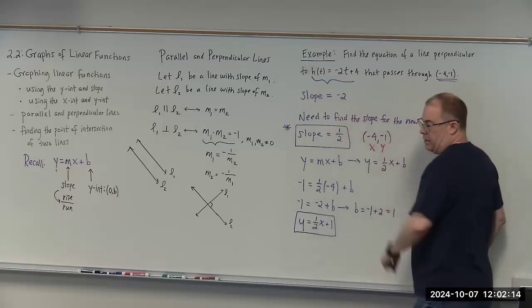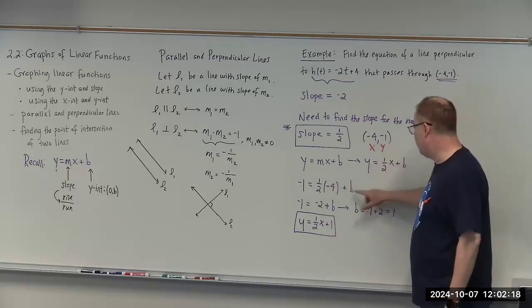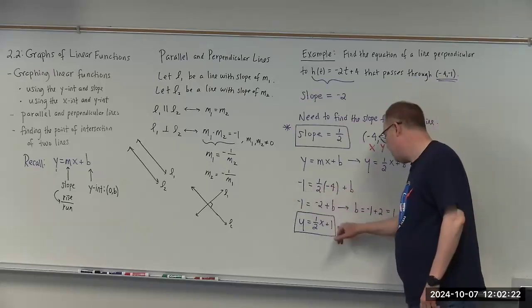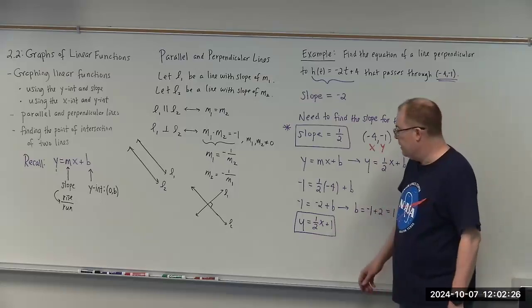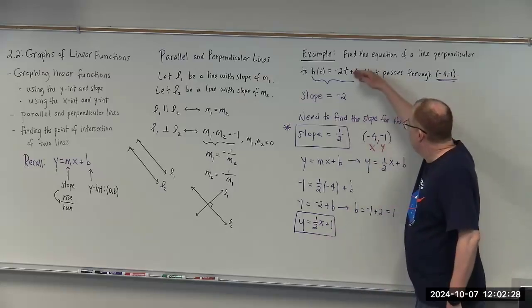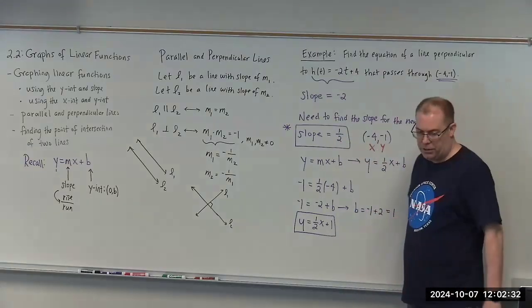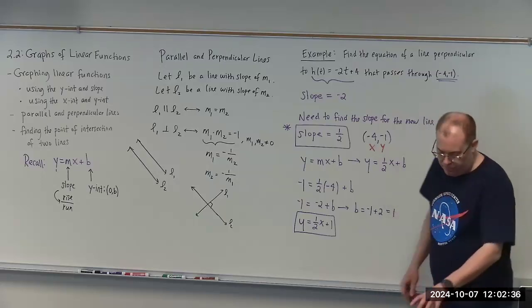So we get 1/2, and then we plug it into here, and then you plug in your x and y. Plug in y, plug in x, and solve for b. And that's our equation for the new line. If you plot this line and this line, you can see that they're perpendicular to each other. In other words, they form a 90-degree angle.